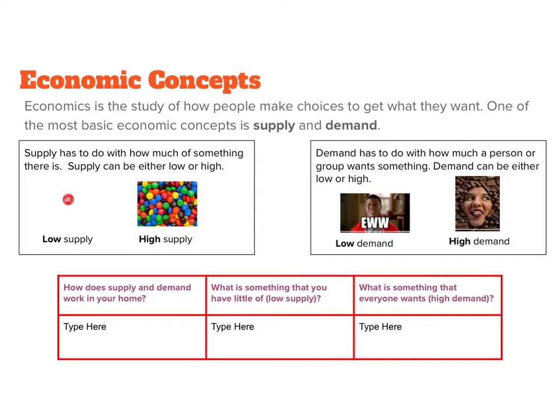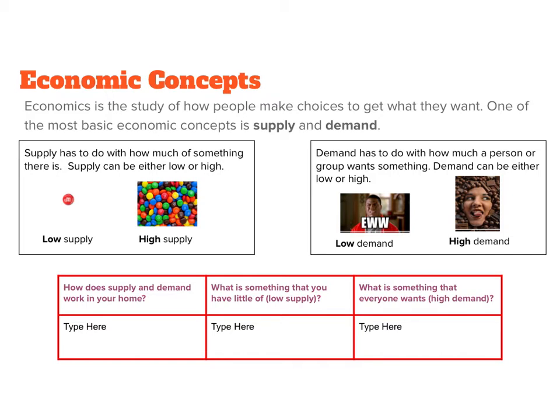Down here at the bottom are three questions that you need to answer. One is, how does supply and demand work in your home? So you might think about your home and think about, well, how does that work? Maybe you think about food that you would like more and there's never enough of. Maybe there aren't ever enough Takis for you. Maybe there are tons of Takis. Maybe you go in the bathroom and you're out of toilet paper. However you want to do it, you think about how does supply and demand work in your home.